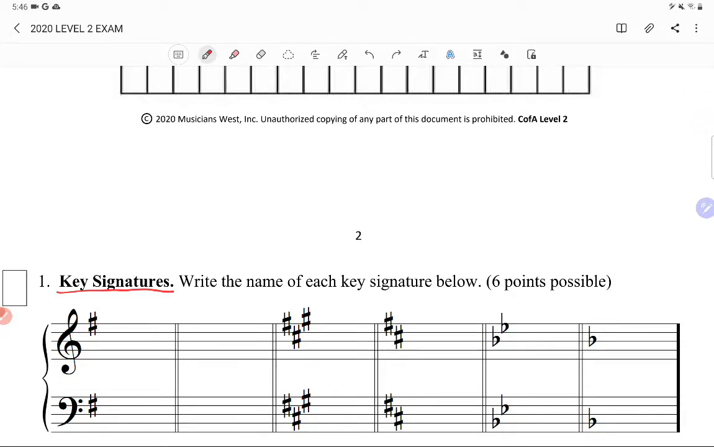So we're going to start with the first part, key signatures. For this one you have to remember the circle of fifths and how to draw it by yourself. I have a separate video, so go ahead and watch that one, but I'm going to draw the circle of fifths and remind you what you have to remember about it.